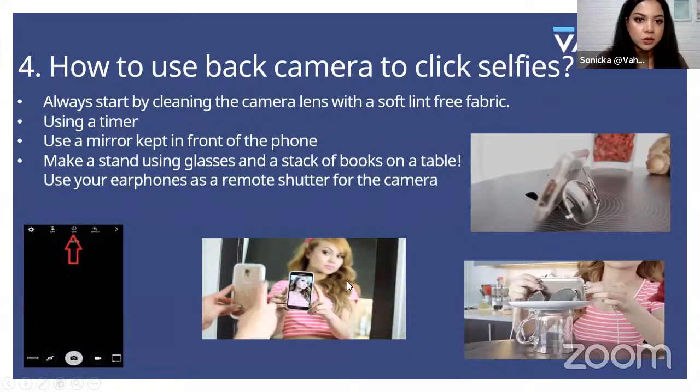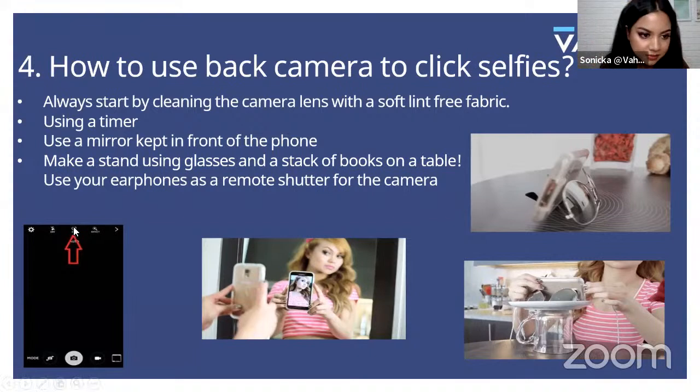Let's say you want to take a selfie, but you want to use the back camera and you can't see yourself. So have a big mirror in front of you. Hold it like this, like how I'm holding, and then you can click a picture. So you will see, and you'll be able to click a lot better.